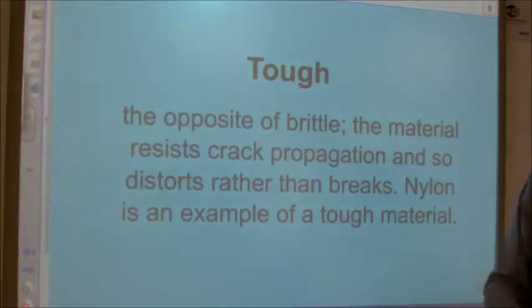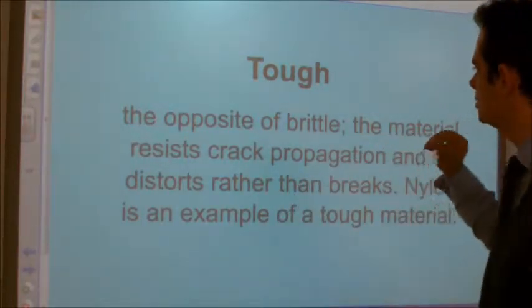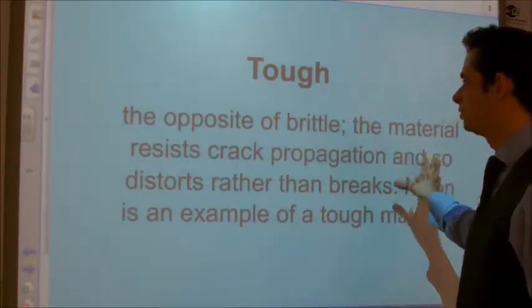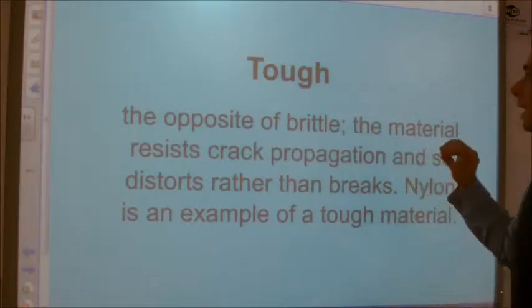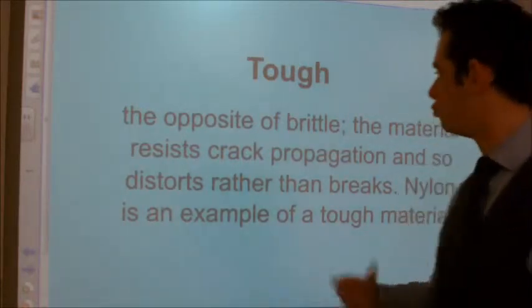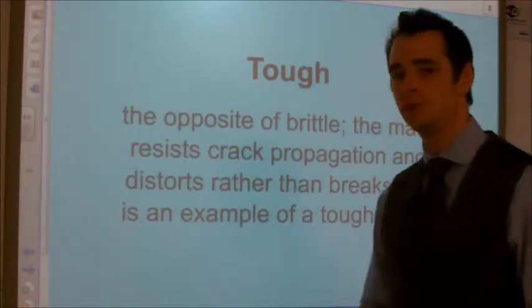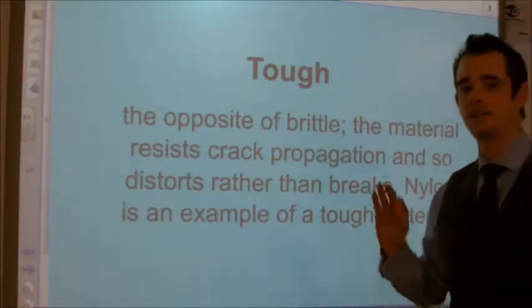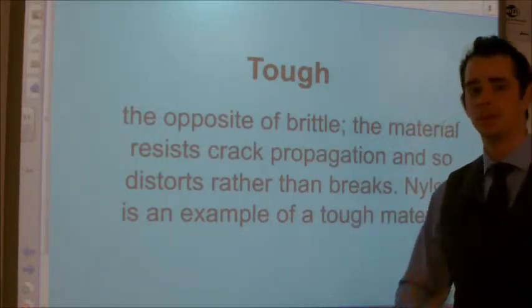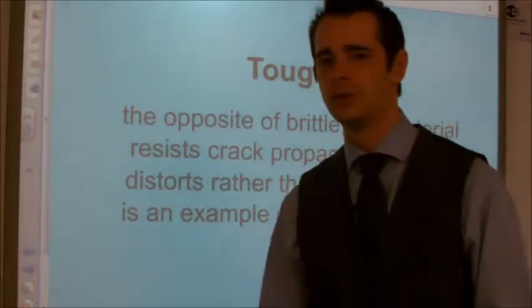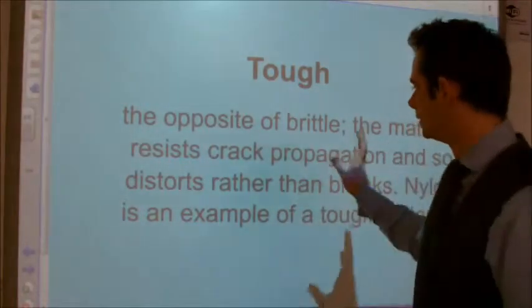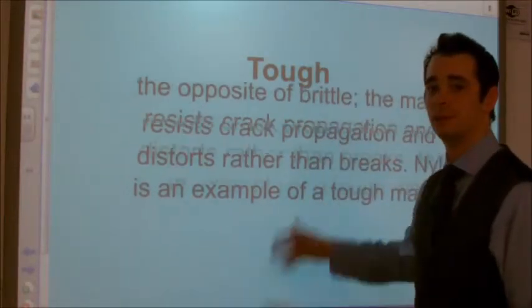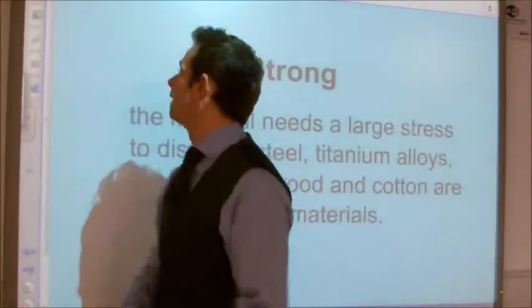So tough then. Tough materials. This is the opposite of brittle. The material resists crack propagation, and so distorts rather than breaking. Nylon is a really good example of a tough material. We often see nylon in clothes, also used in many other applications as well, but nylon is a really good example of a tough material.